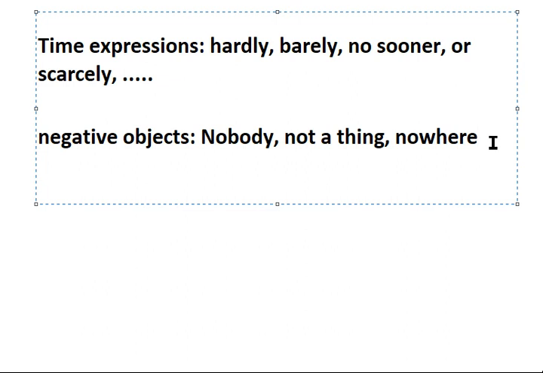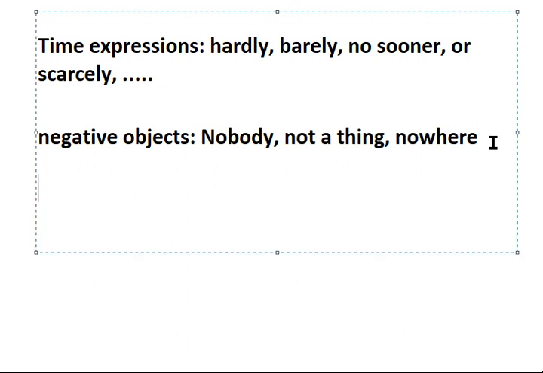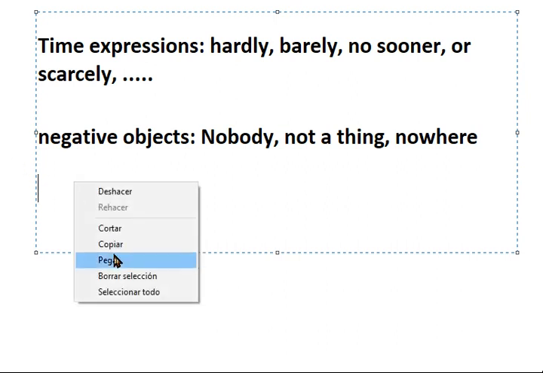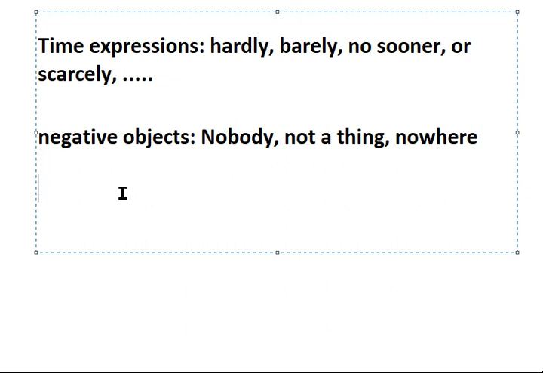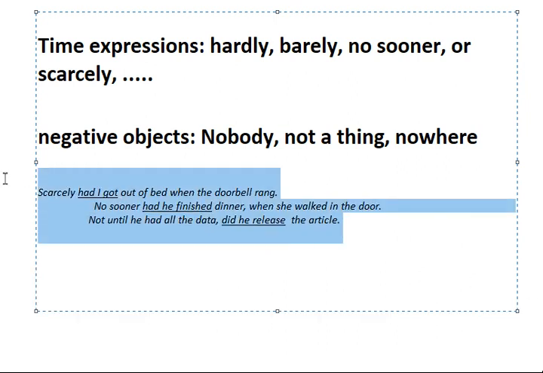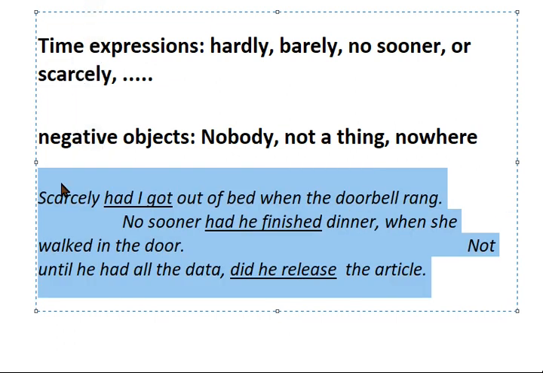So let's have a look at a few examples. For example, let's start with hardly and barely and no sooner and scarcely. They all translate the same as in, okay? In Spanish it would be apenas, right? Let's have a look at this. I've got the sentence prepared. Here we have some sentences that carry scarcely.